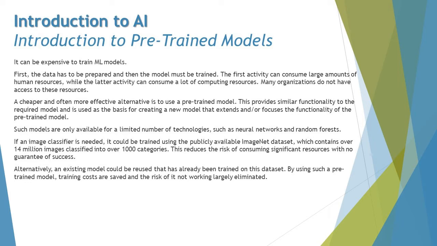Now, for example, if an image classifier is needed, it could be trained using the publicly available ImageNet dataset, which contains over 14 million images classified into over 1,000 categories. This is a very simple and straightforward example showing that you really don't have to do that training yourself. This reduces the risk of consuming significant resources with no guarantee of success. These models are well proven, tested, and capable enough to perform those activities precisely.